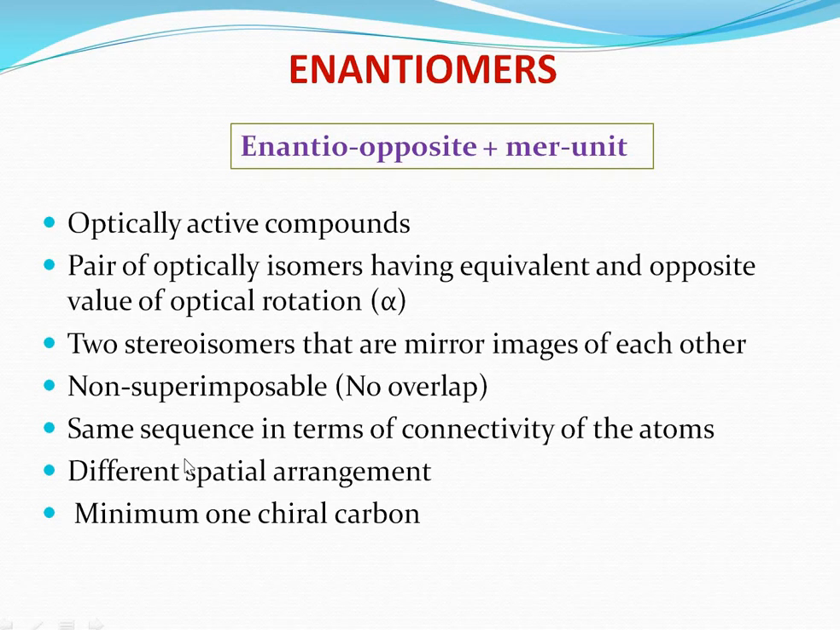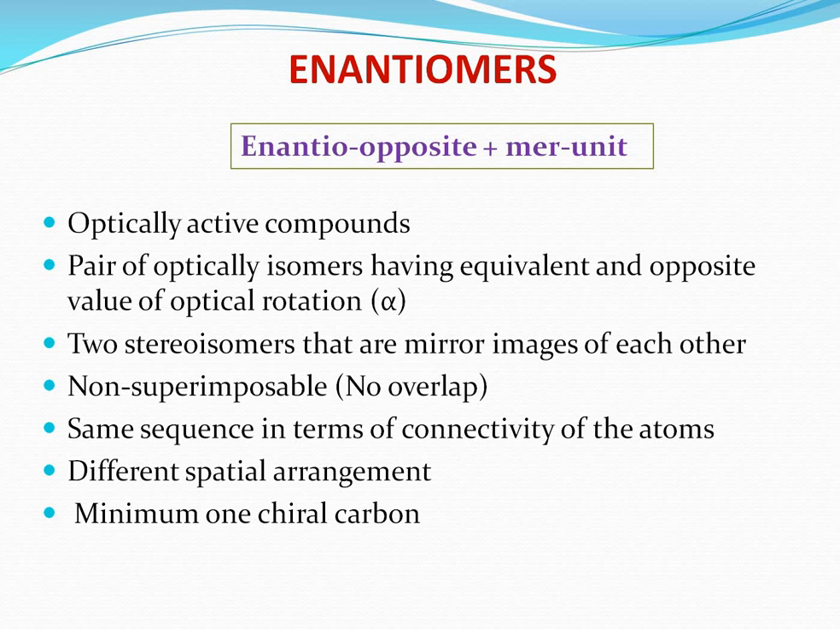Enantiomers: enantio means opposite, mer means unit. So these are a pair of optical isomers having equivalent and opposite values of optical rotation. Optical rotation is denoted by alpha. These are optically active compounds, and these isomers are mirror images of each other. These are non-superimposable, which means they will not overlap on each other.